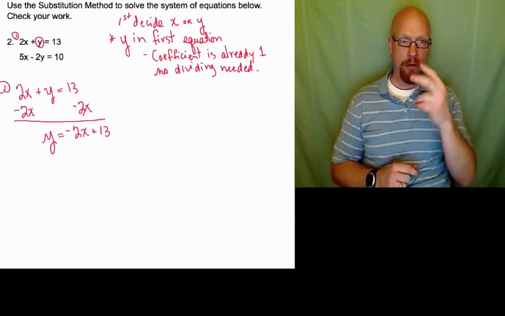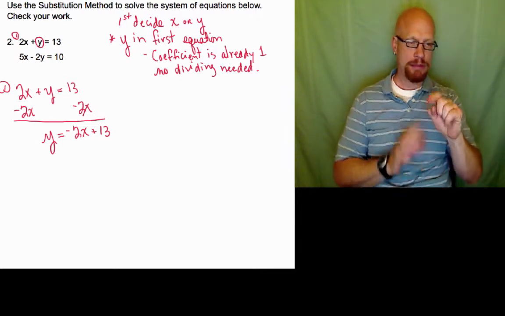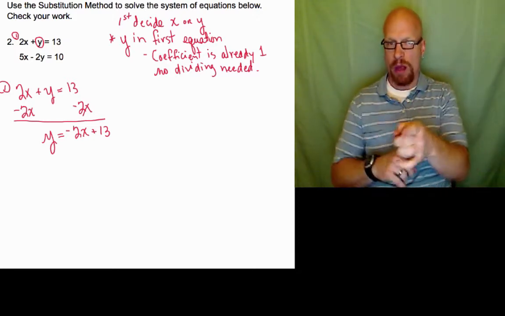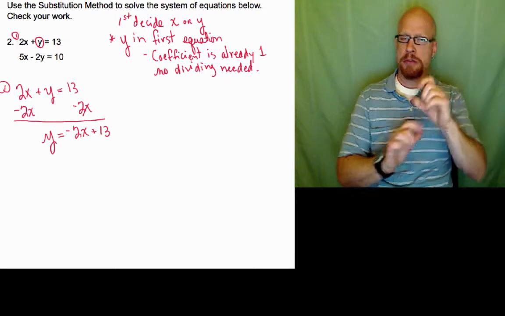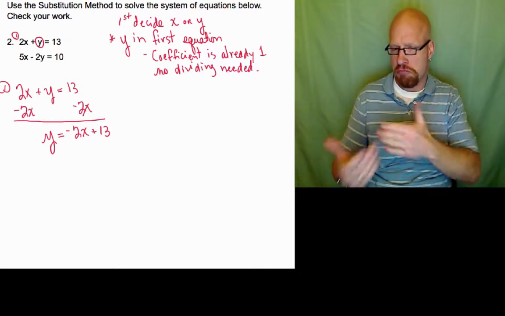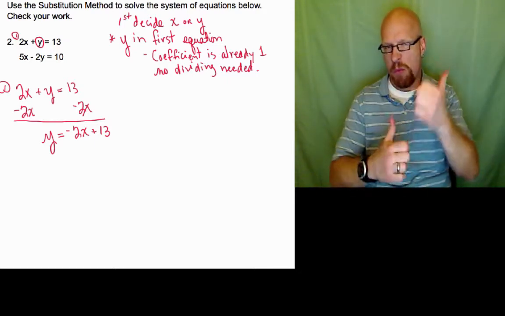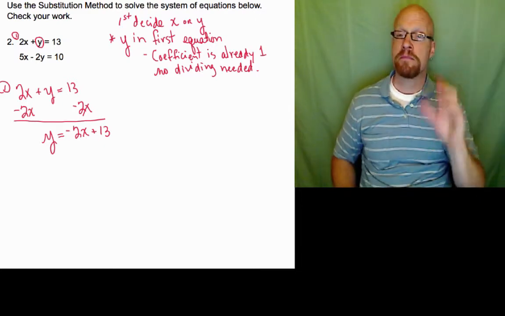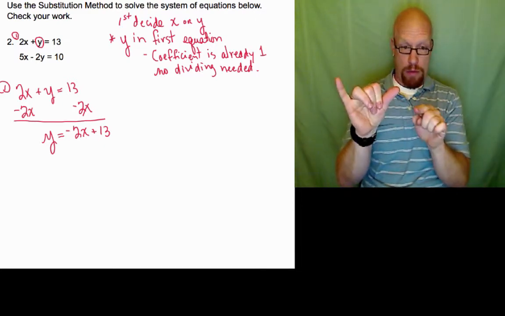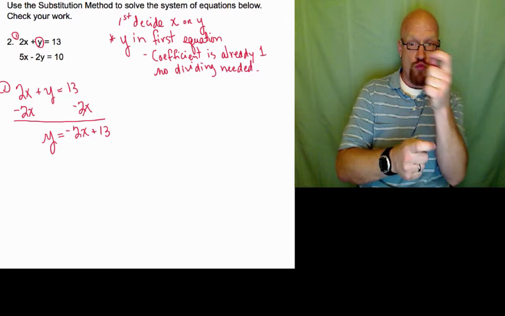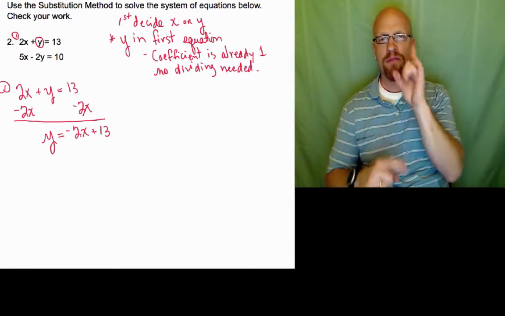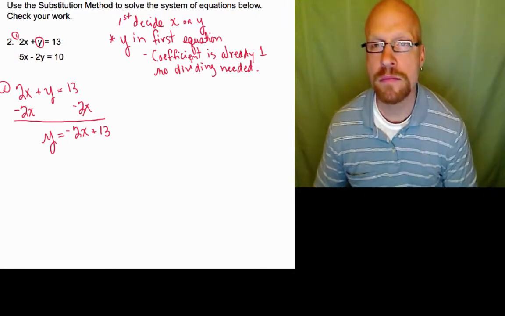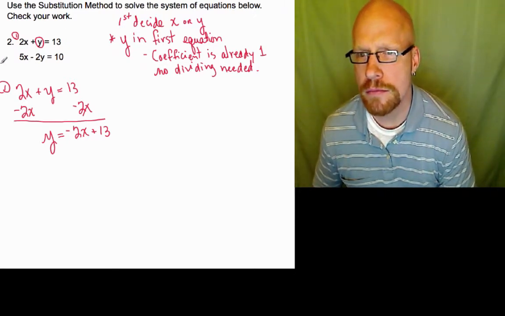I tend to keep the variable term first in the equations. You know, I didn't write y equals 13 minus 2x. I switched it around to say y equals negative 2x plus 13. It's the same thing, but I just prefer to write it this way. It's more standard. So now we have y equals something. We can take that something and replace it for y in the other equation.